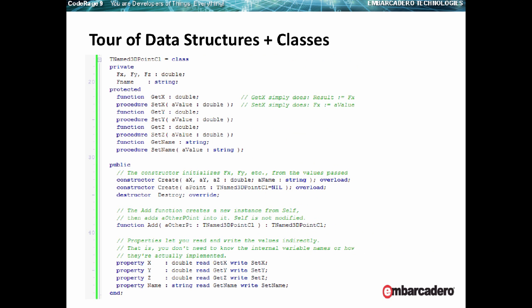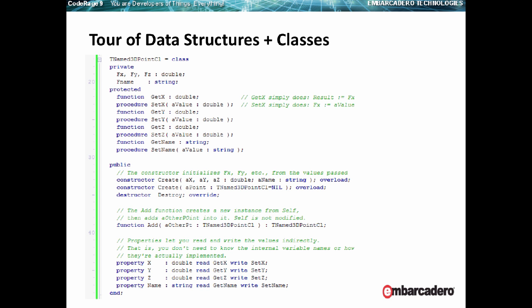Now if we take a look at the class, we have the same 3 doubles and a string, but now we have some setter and getter functions. We have some properties at the bottom here. In the middle, we have a couple of constructors. The first one allows us to initialize the object with 3 doubles and a string, and the one in the middle takes what in C++ would be called a copy constructor. It takes another instance, and if it's nil, it sets the values to reasonable defaults.